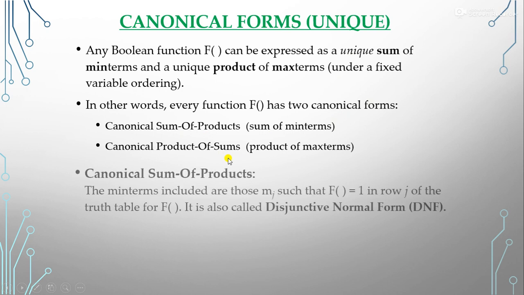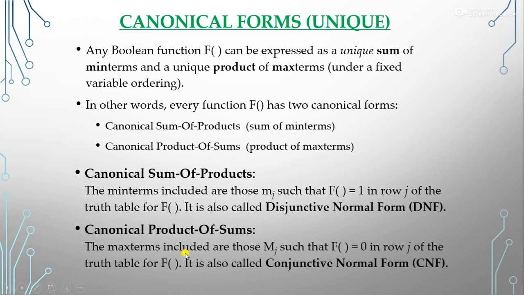Now, first of all, canonical sum of products, what is this? Here, the min terms included are those mj such that f is equal to 1. It means in the truth table, we have to see what our resultant is. If our resultant is 1, we take the min terms corresponding to those rows j. It is also called the disjunctive normal form, DNF. So canonical sum of products is also called the disjunctive normal form.